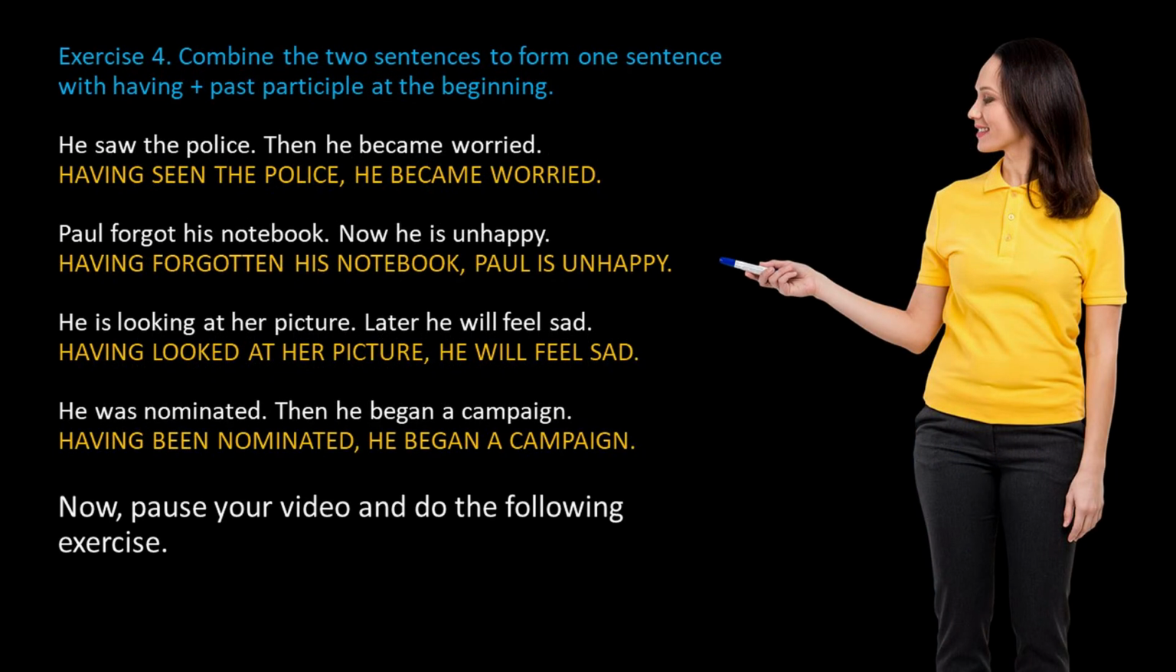Exercise 4. Combine the two sentences to form one sentence with having plus past participle at the beginning. I provide you examples. He saw the police. Then he became worried. Having seen the police, he became worried. Paul forgot his notebook. Now he is unhappy. Having forgotten his notebook, Paul is unhappy. He is looking at her picture. Later he will feel sad. Having looked at her picture, he will feel sad.